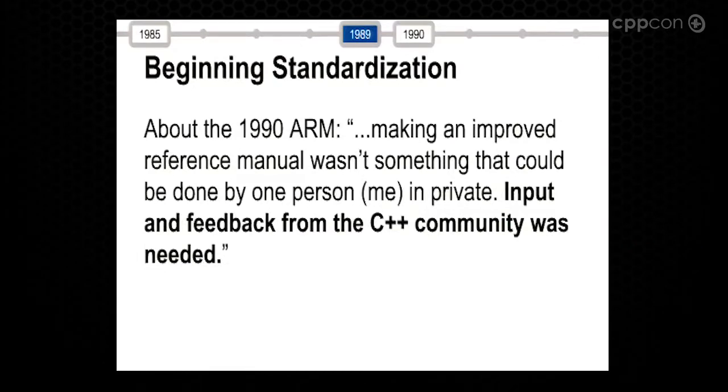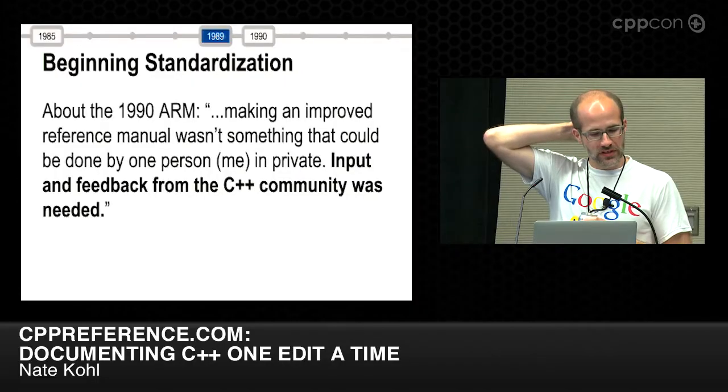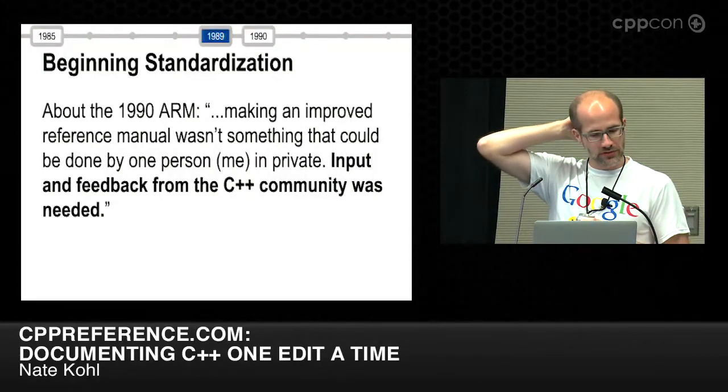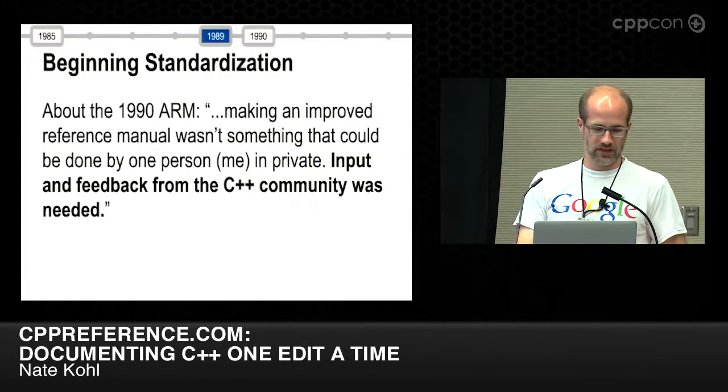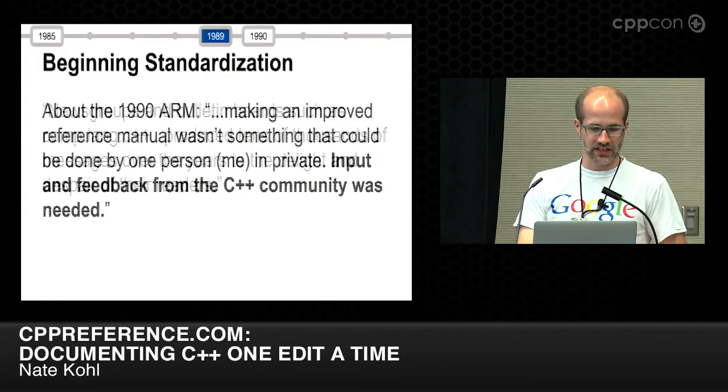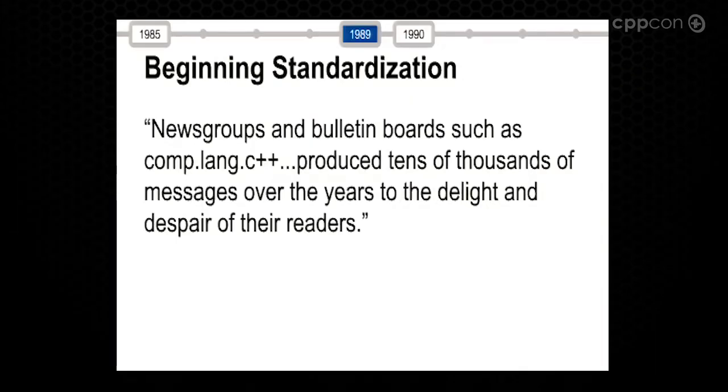The annotated reference manual was something that I thought was interesting, because it was not made individually. There was a lot of community input into it, which is something we're going to touch on in a little bit. So having community feedback was essential when this project started getting big. And of course, there's things like Usenet, where comp.lang.c++ produced tons of messages to the delight and despair of all the readers, which I thought was kind of funny.